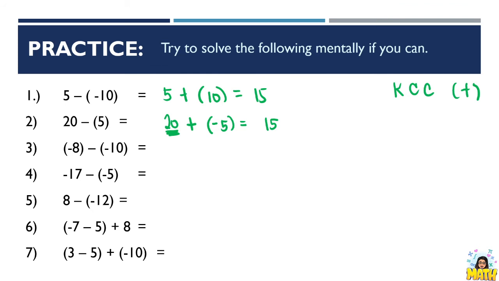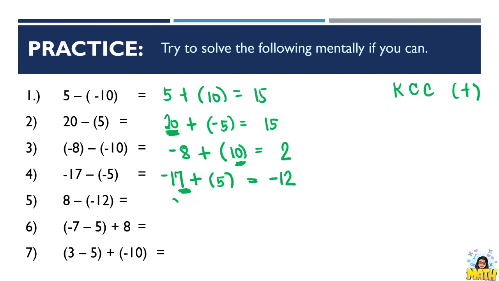Next, negative 8 minus negative 10, we keep, we change, and we change the sign of the subtrahend. Different signs, subtract 2, copy the sign of the higher absolute value. The answer is 2. Next, number 4, negative 17 minus. So we change the operation to addition and change the sign, so it will become positive 5. Different signs, subtract 17 minus 5, 12. Copy the sign of the higher absolute value. The answer is negative 12.